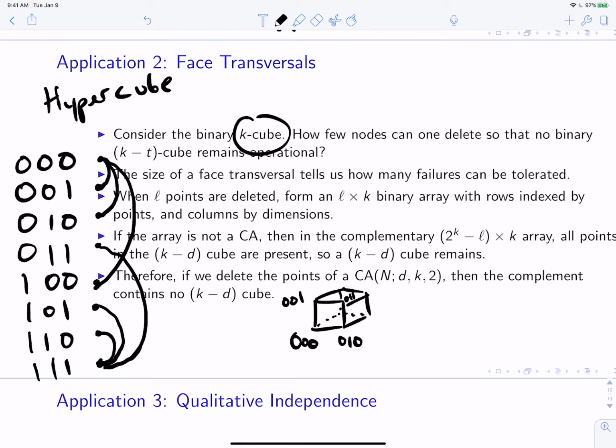2 to the k, right. So the number of vertices here is 2 to the k. What's the diameter of this graph? If we have the k cube instead of 3. K, exactly.